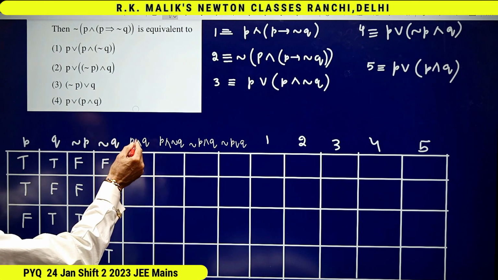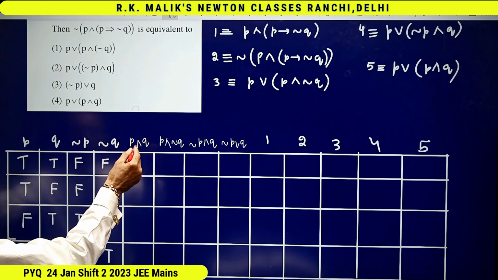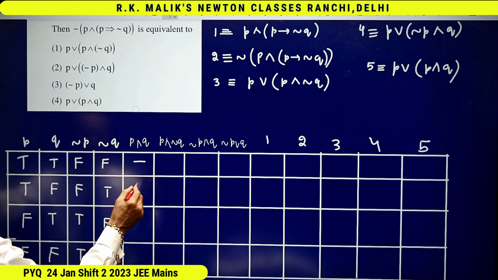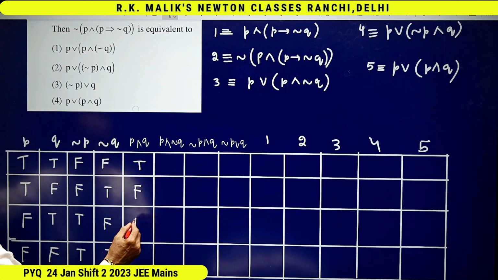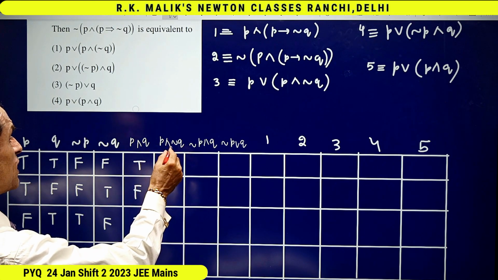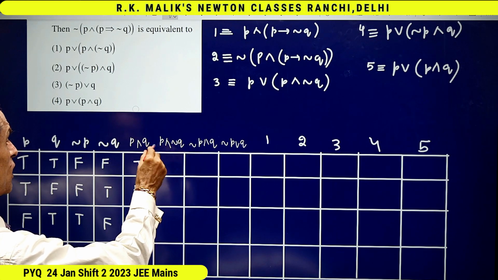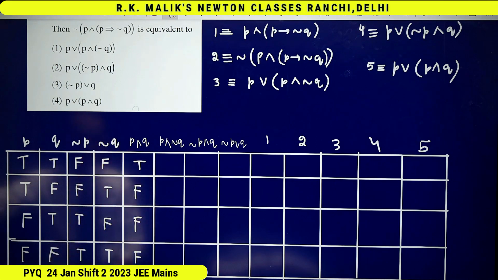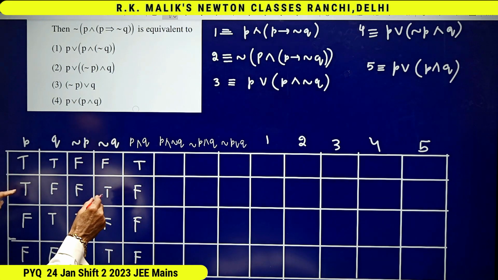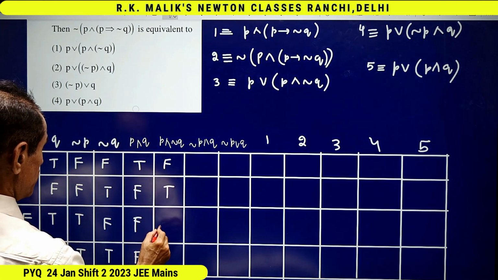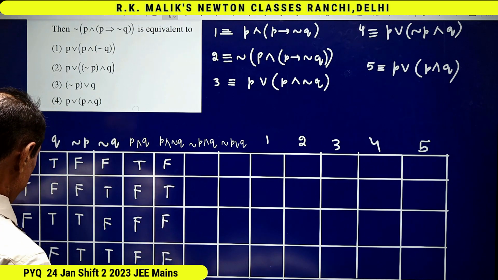We know that P and Q is true only if both are true, otherwise it is false. Therefore, here it will be true, and now it will be F, F, and F. P and negation Q will be true only when both are true, otherwise it will be false. Negation Q has the truth table this. P and negation Q both are true in this case, hence you will be getting T here, all others will be F.